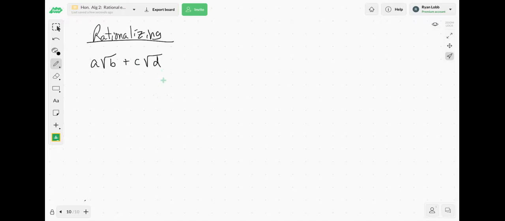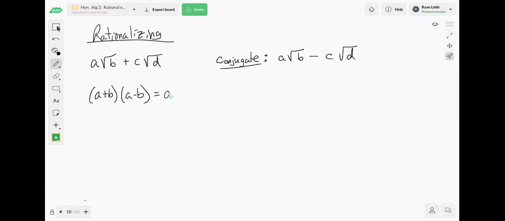So these numbers here, different variations, the conjugate of that is going to be a times the square root of b minus c times the square root of d. So those are conjugates of each other. And we use that along with the fact that a plus b times a minus b, our difference of squares, is equal to a squared minus b squared. All right, so we use that, and that helps us rationalize when we have more than one radical in the denominator separated by addition or subtraction. So let's do an example of that.